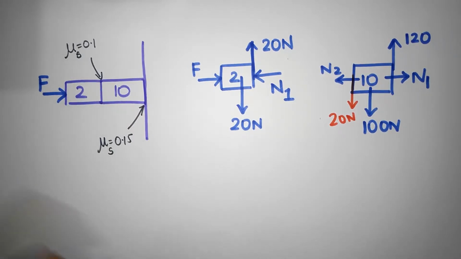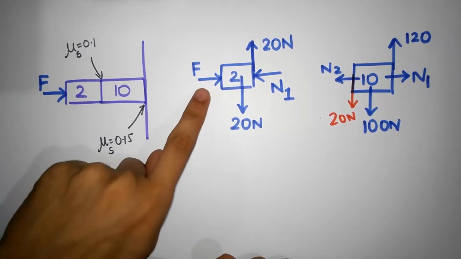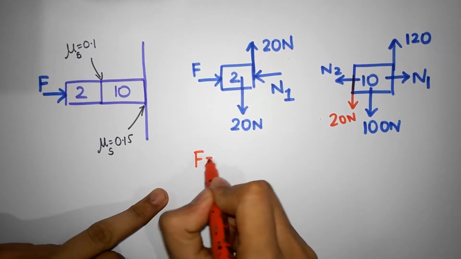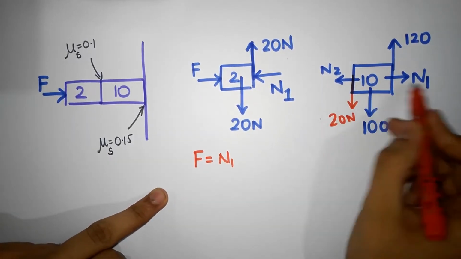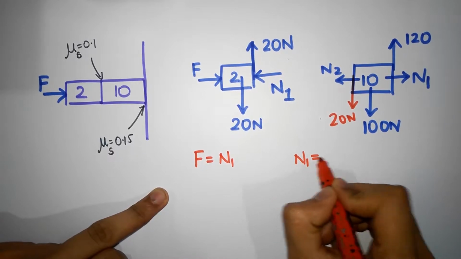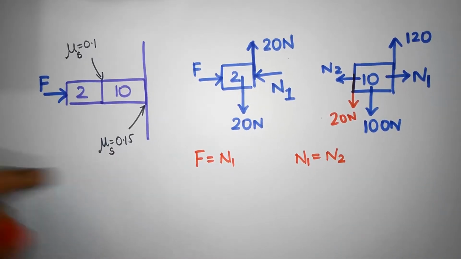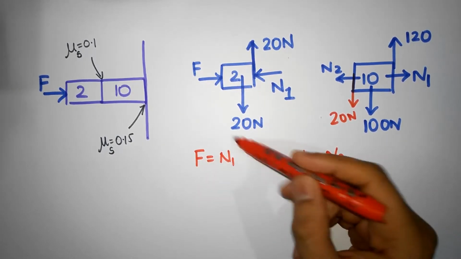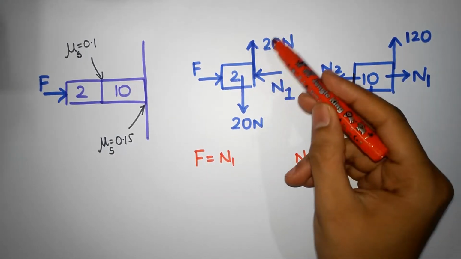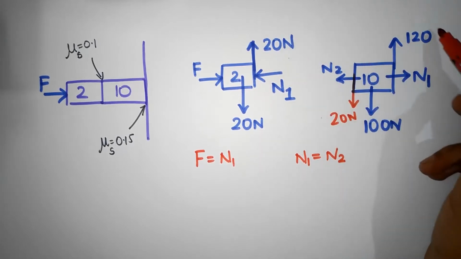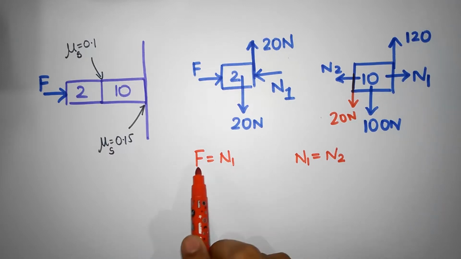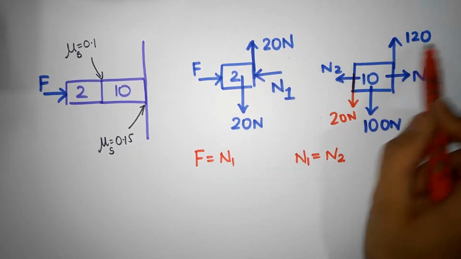Well, let's see. If the force decreases, notice that F equals N1. Can you notice that? F should be equal to N1. And also notice N1 should be equal to N2. Now we know that if force decreases, N1 will also decrease. And if N1 decreases, the maximum frictional force here and the maximum frictional force over here start decreasing. So the minimum force we need to apply is when one of these frictions becomes maximum.